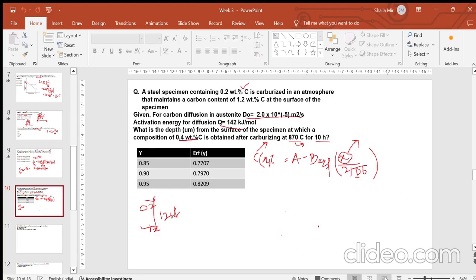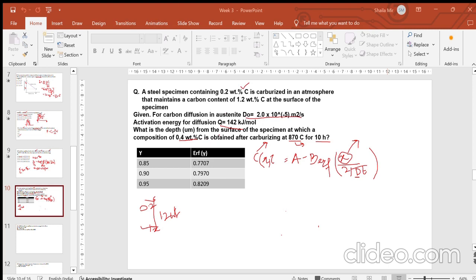Okay, so now we can take this question. So we have the value of D. We can write the value of D first. So that was 6.47 multiplied by 10 to the power minus 12. Now you have the value, and you have to use this equation.